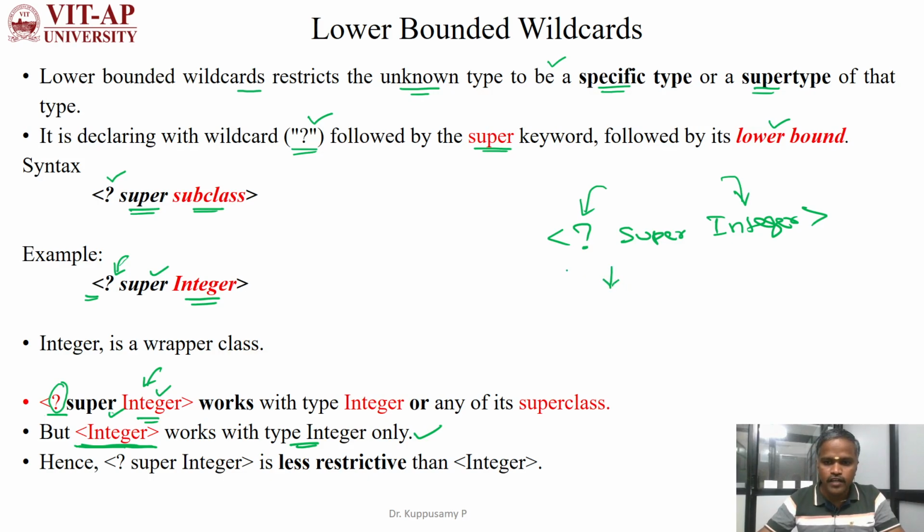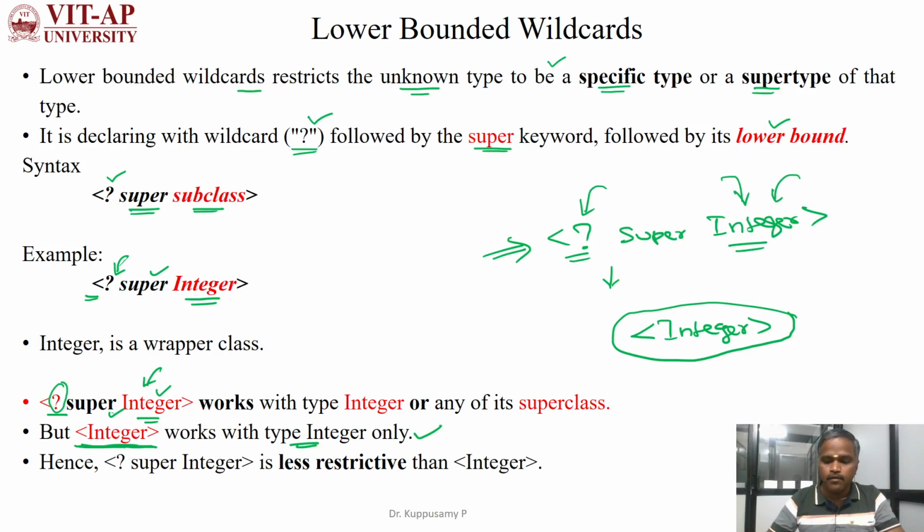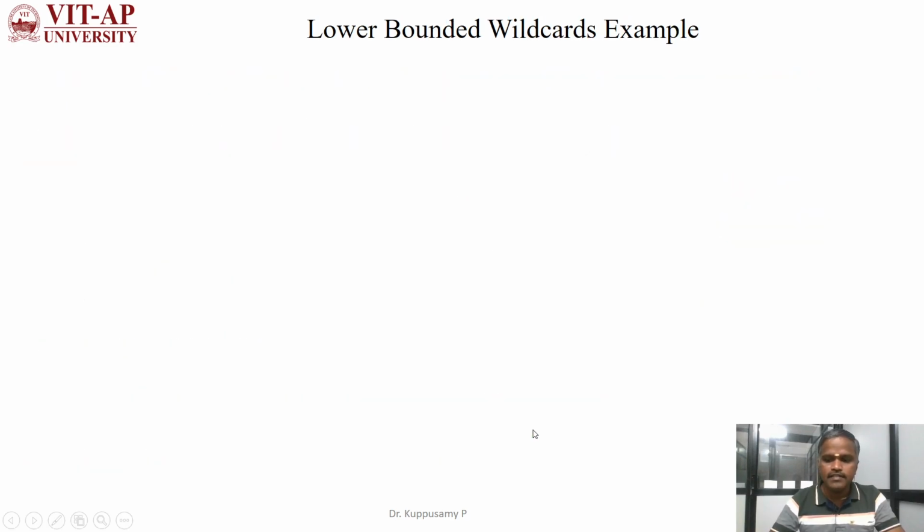So this one is less restrictive than using only the Integer class alone. Here only the Integer class features are used, but in this representation it can use parent class features and child class features, that means its own features. So more features are available in this representation. That's why we say this representation is less restrictive than using only the single class alone. Now we will see the example.